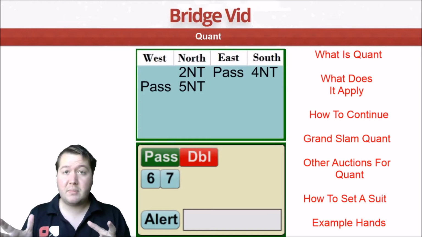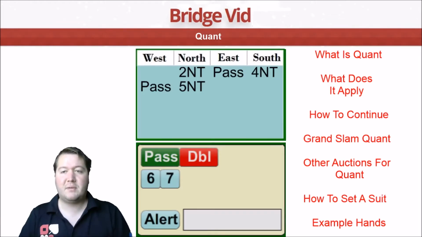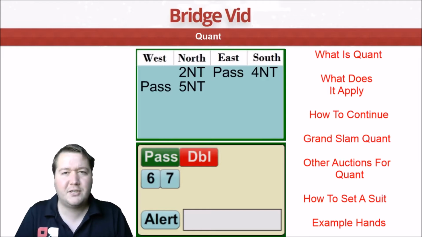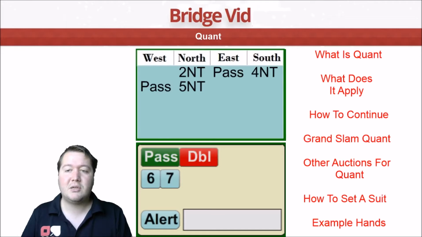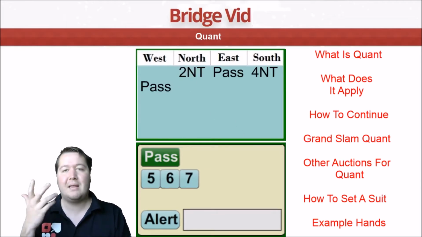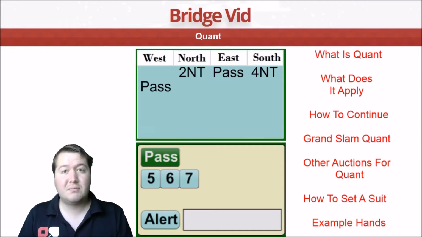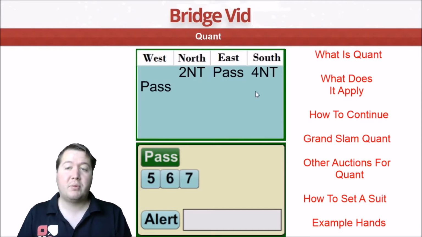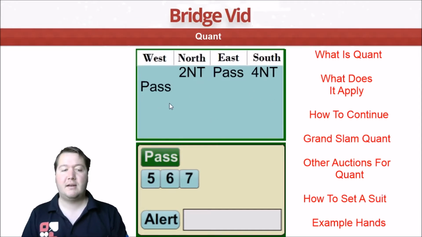You can discuss with your partnership what bidding suits over Quant is. This was just my preference and what me and my partner did. It's a little counterintuitive, so I wouldn't always recommend that. But the main thing is you can bid other suits or bid other things to indicate that you've actually got some suits that you might want to play in after the quantitative bid.